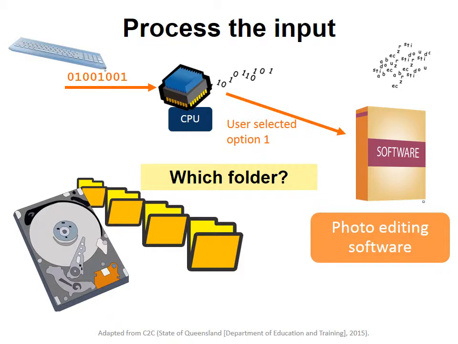The user wants to store the data in their photo folder. There are lots of folders in the computer hard disk. Which one will the photo be stored in? The software knows which folder belongs to the user. It will tell the CPU what to do.